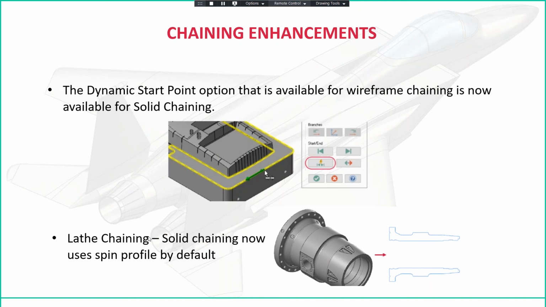And lathe chaining, for solid chaining, now uses the spin profile by default. If you're not a lathe guy, that might not mean a whole lot to you. Long story short, sometimes you want to take your part and spin it 360 degrees, so you get the outermost portion of the profile. The other option we have is slice, where it will just take a hot knife, slice your part, and you might not get the outermost portion of all those features. Spin profile is the safe way to go. It now uses that by default for solid lathe chaining.